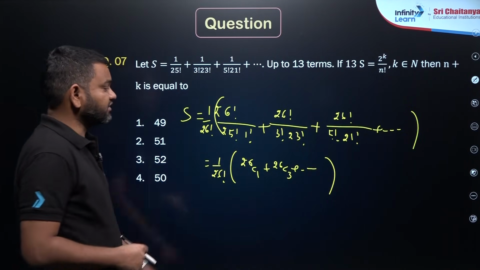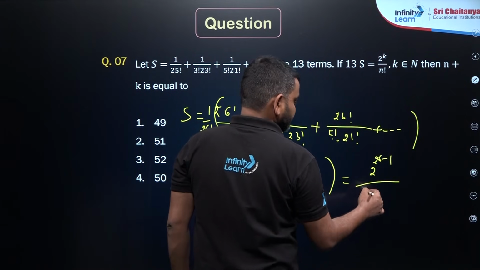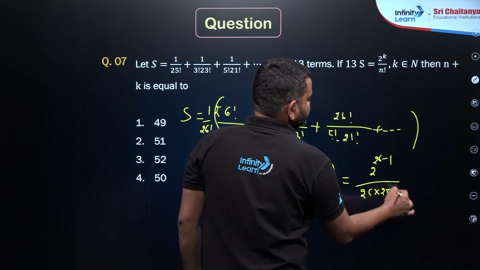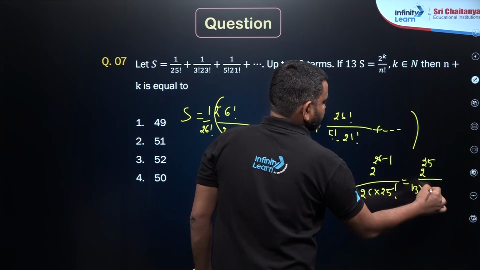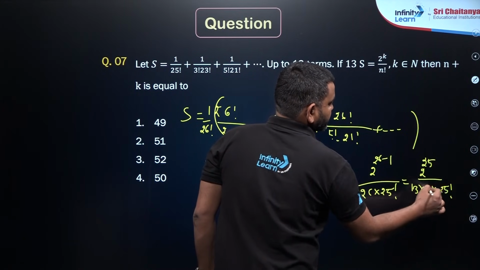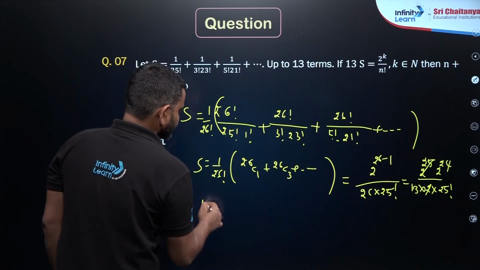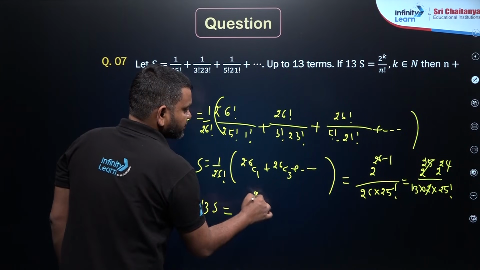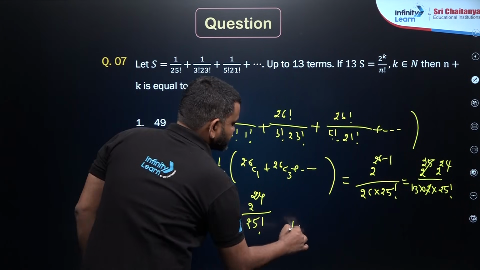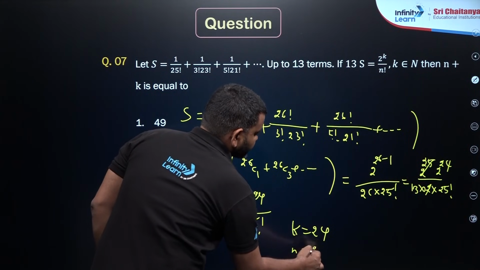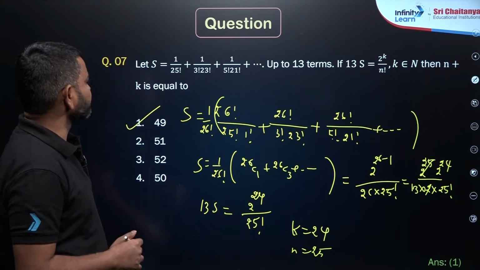So the sum of all odd terms here is going to give you 2 power 26 minus 1 divided by 26 factorial. So 26 into 25 factorial I am going to write. This is going to become 2 power 25 divided by 13 into 2 into 25 factorial. If I cancel this one, this is going to be 2 power 24. 13 I am going to take to the left side so that this will become 13s, that is equal to 2 power 24 divided by 25 factorial. You see the values there, k is 24 and n is 25. The sum of both the values here is going to be equal to 1. That will be your answer there.